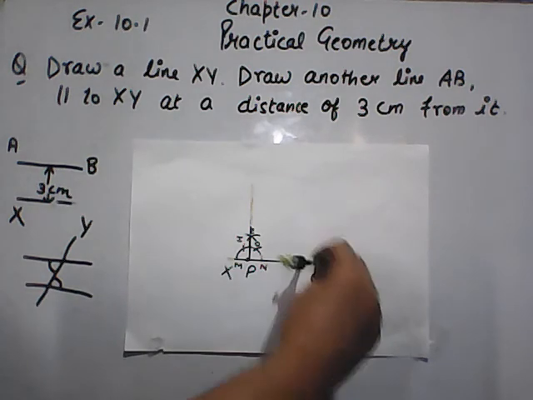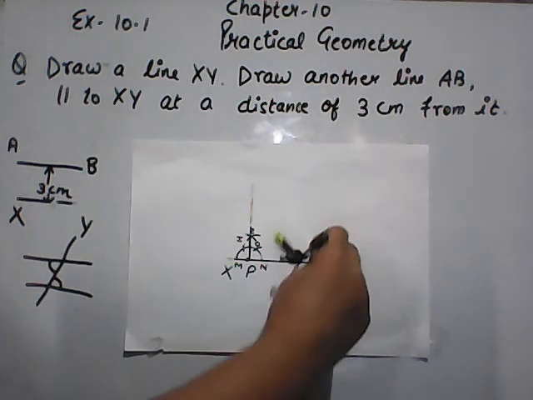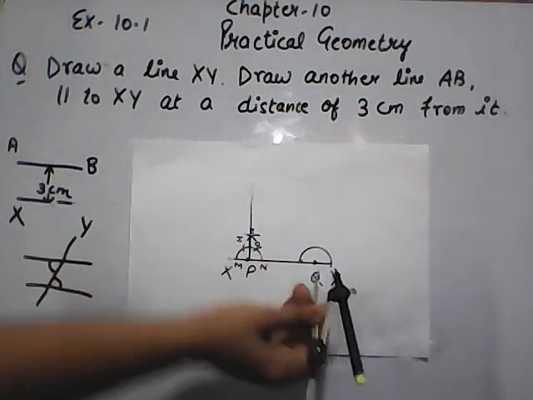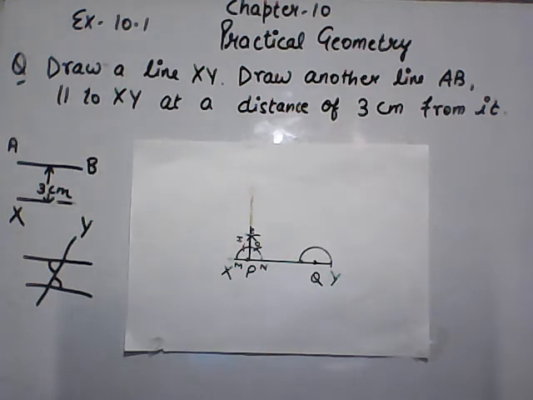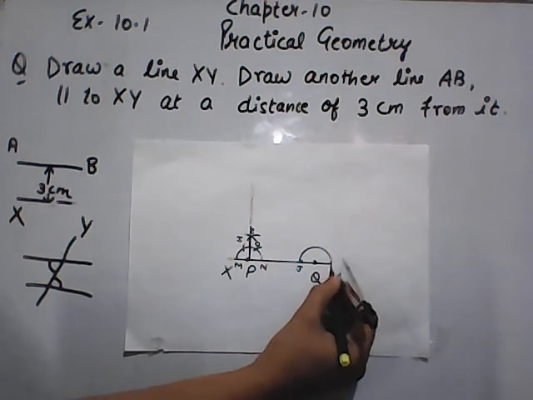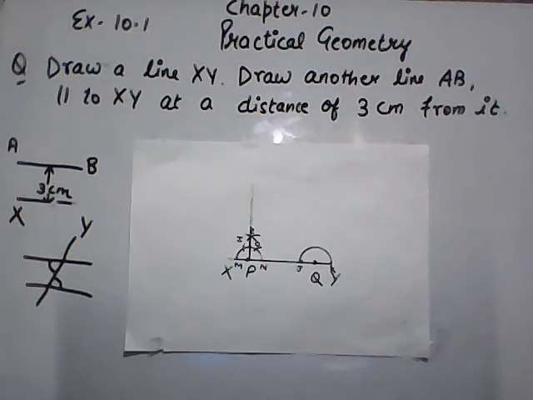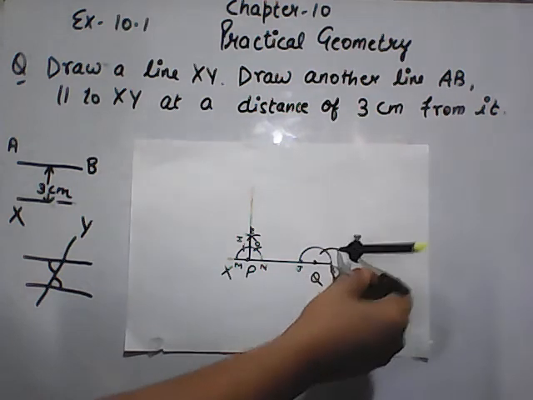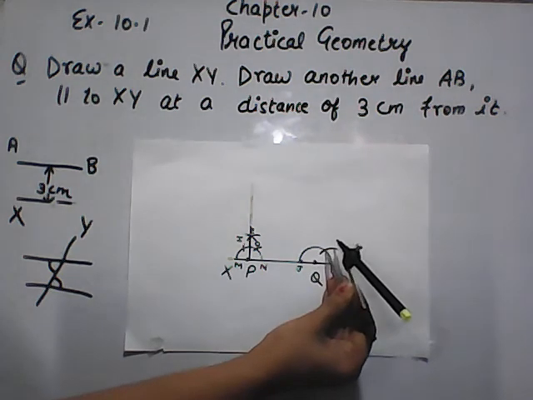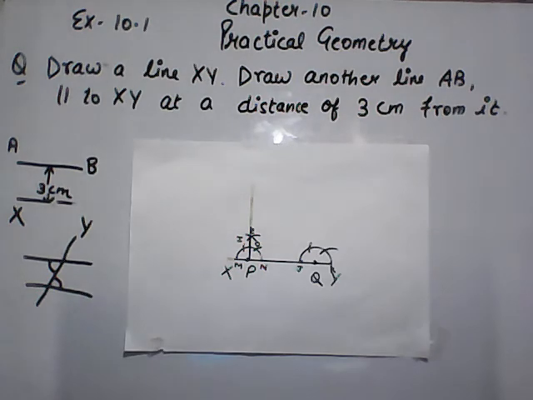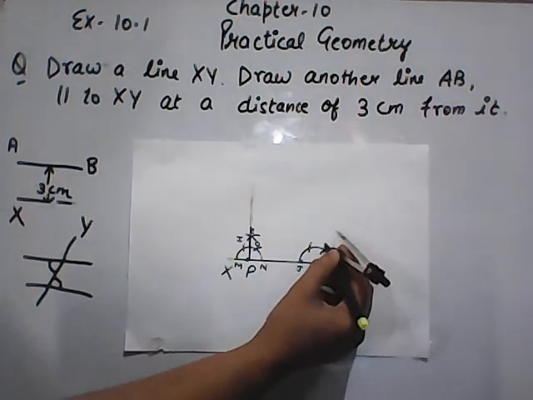With center Q, you have to draw an arc. Suppose it cuts at two points J and K. Now, take compass pinpoint at K, draw an arc. Now draw another arc from the point where it intersects. Suppose it cuts the drawn arc at points G and H.